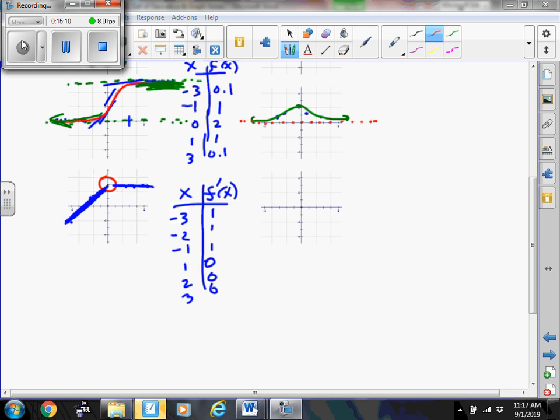What happens here is very odd. Let's plot this real quick. I'm going to plot my points. -3 is 1, 1, 1, 1. And then all of a sudden it's down here. Remember I used the word smooth? Notice this is not smooth. This is a corner. It's going to create a non-differentiable point.